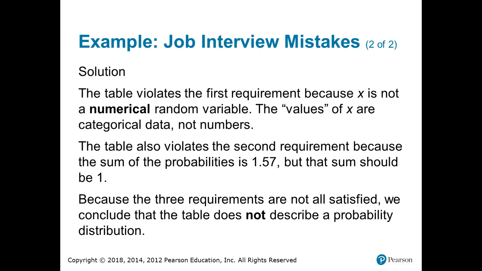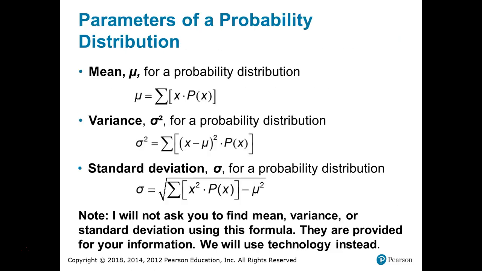Remember, it needs to be quantitative, not qualitative in nature. The table also violates a second requirement because the sum of the probabilities is 1.57, but it needs to be 1 exactly. So because the three requirements are not satisfied, we conclude the table does not describe a probability distribution.